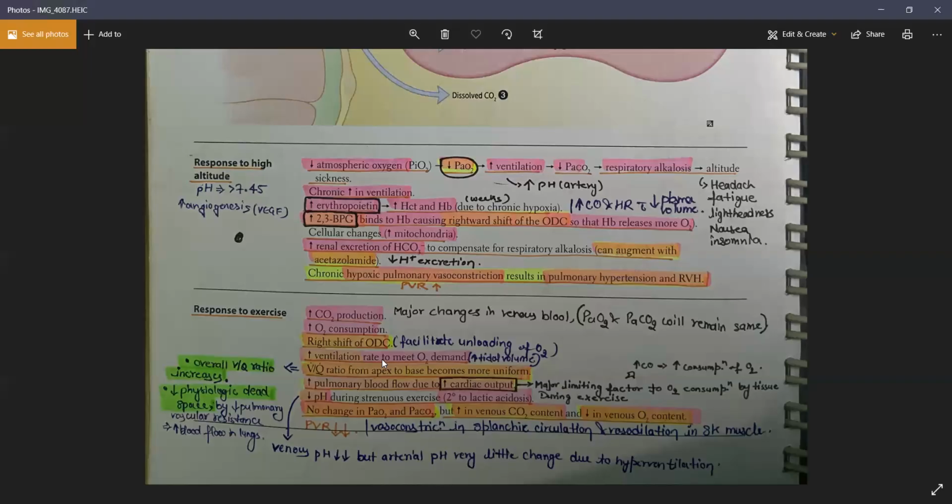Why is the VQ becoming 1? Well, it's body physiology. You have more ventilation throughout the lung. You have more perfusion throughout the lung. As you can see, the cardiac output is increasing, and more cardiac output means more blood flow to the lungs also. And you have a hyperventilation state. So more ventilation, more perfusion. Both things are increasing. That's why.